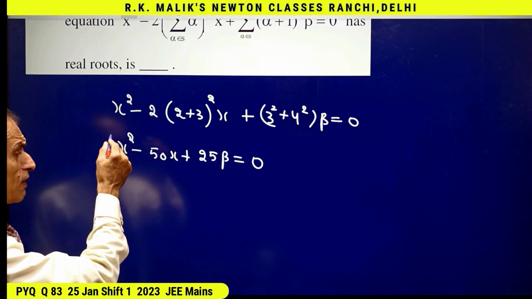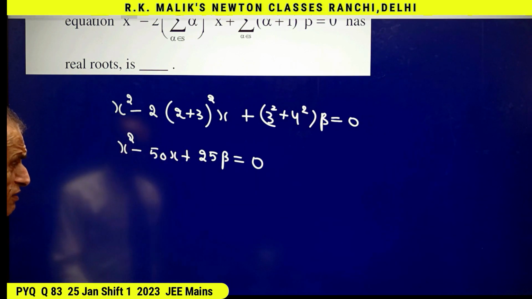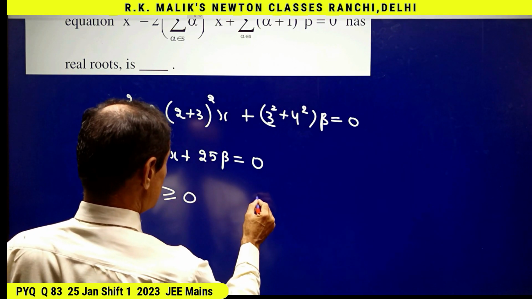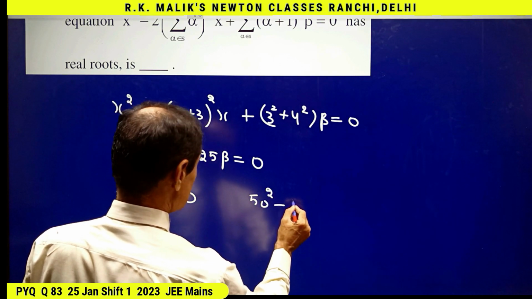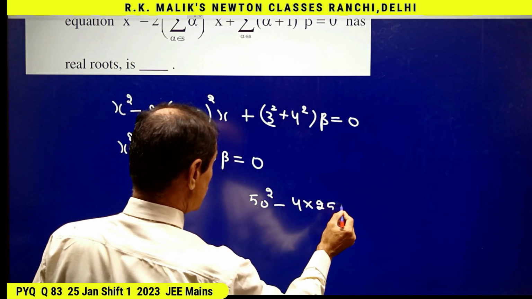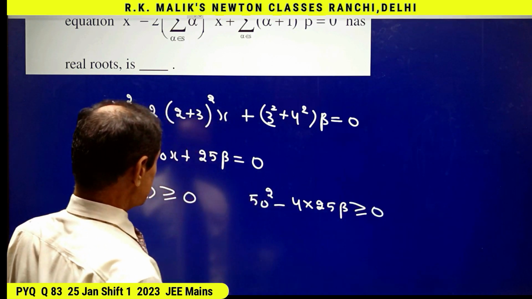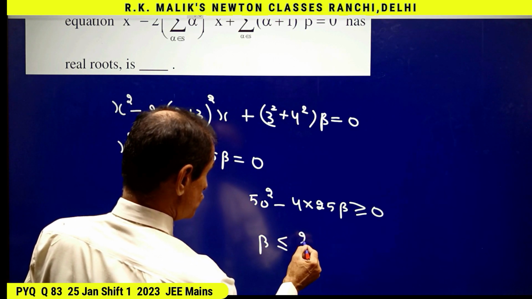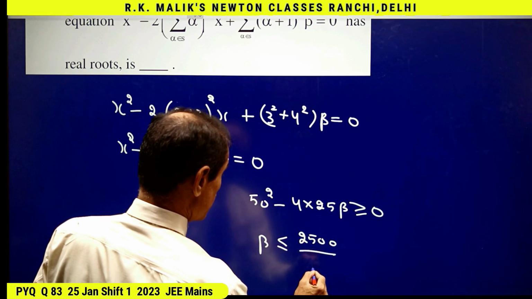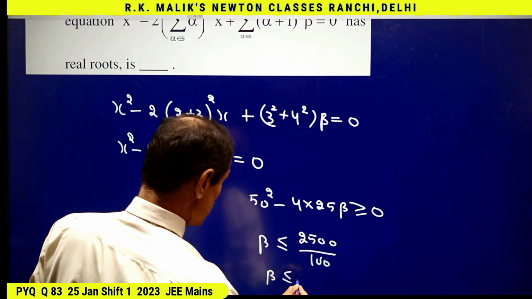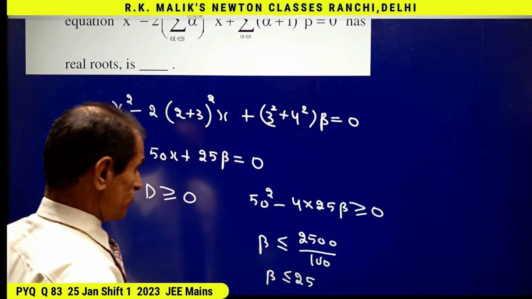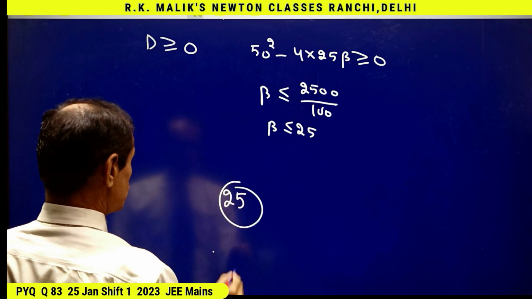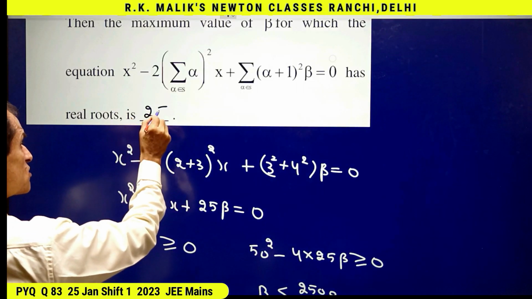And further, we have to find the maximum value of beta so that this equation has real roots. For the roots to be real, D should be greater than or equal to 0. That is 50 square minus 4 into 25 beta is greater than or equal to 0. That is, beta is less than or equal to 2500 by 100. That is, the value of beta is less than or equal to 25. Hence, we conclude that the maximum value of beta becomes 25. Therefore, the answer to this question is 25.